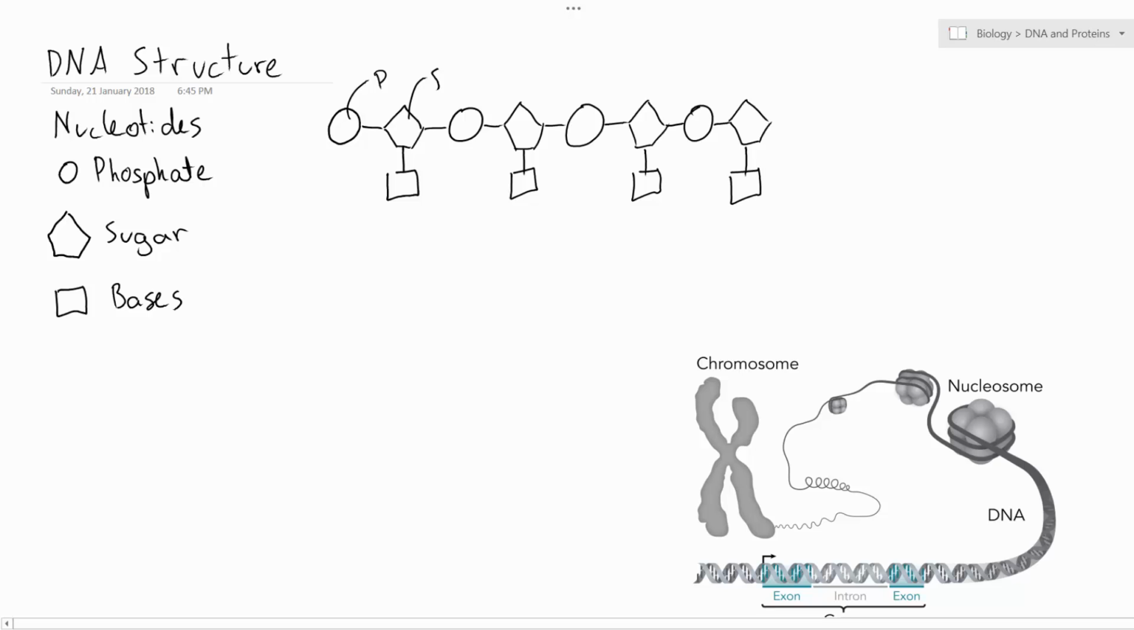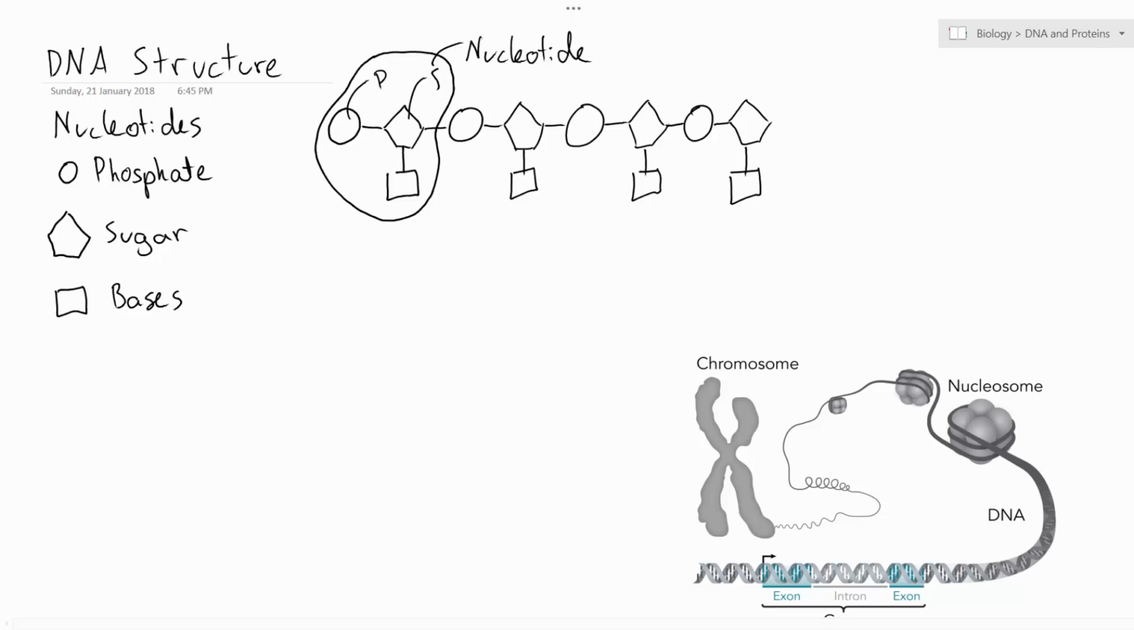So one of these phosphate groups, one of these sugars, and one of these bases together, put a big circle around one of them, like so. This would be an example of a nucleotide. So there you can see we have 4 nucleotides in that strand of DNA.